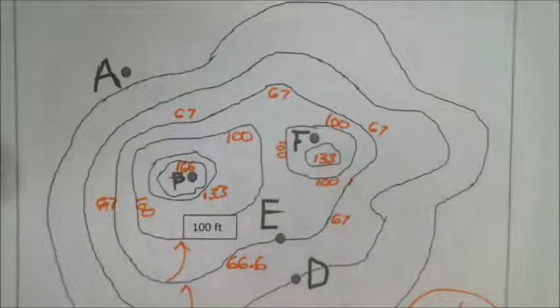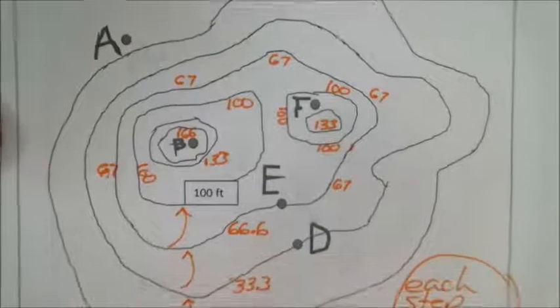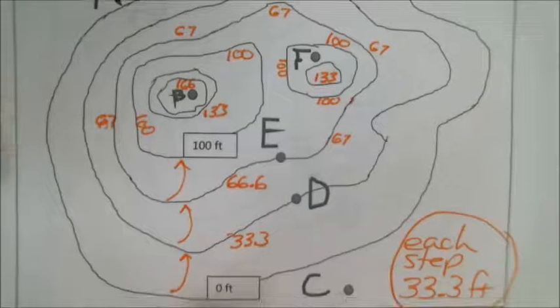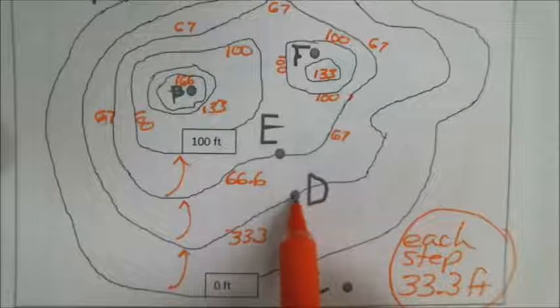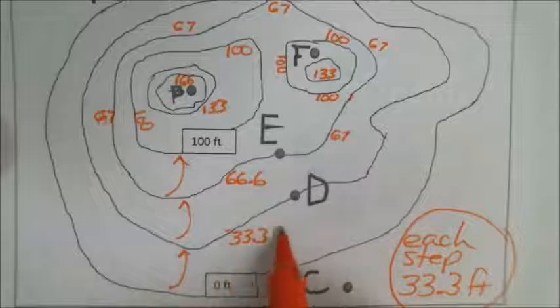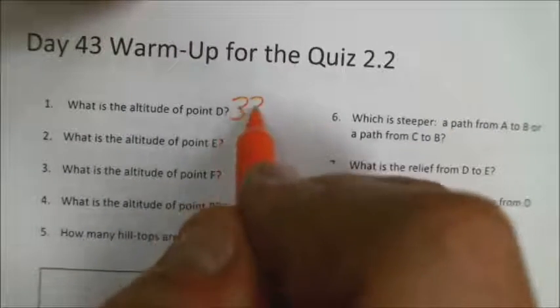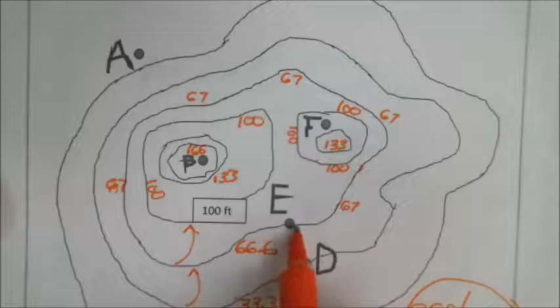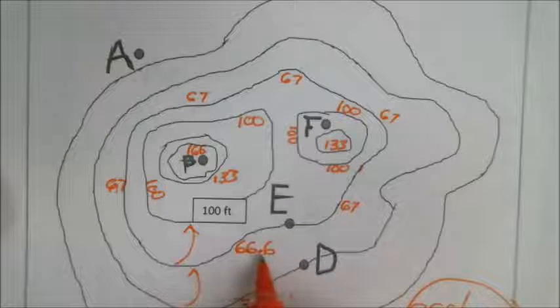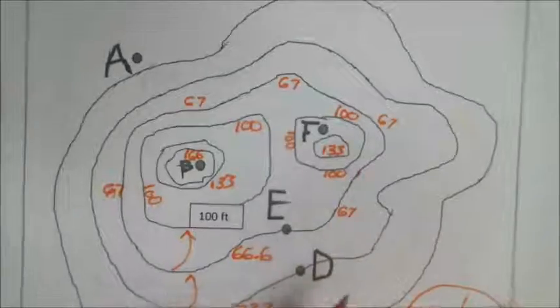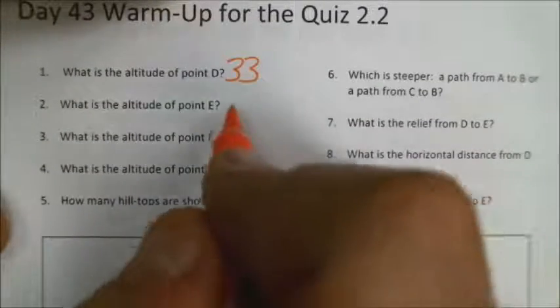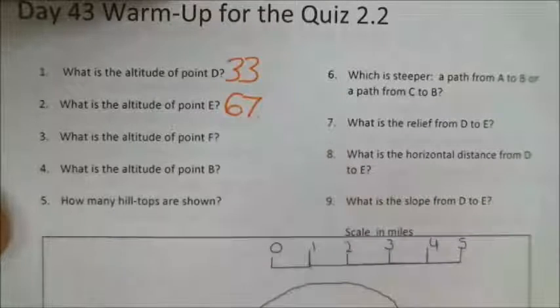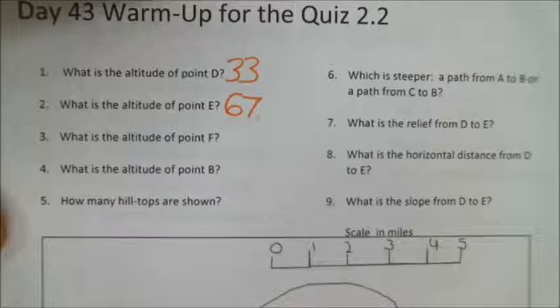Okay, now the first question was, what is the altitude of point D? Now that we have everything labeled, we can figure this out. Point D is right here on this line, which is now labeled at 33.3. I'm just simply going to write down 33 feet for point D. Number 2, what's the altitude of point E? On our map, point E is right on this line. It's at the 66.6, or in other words, the 67-foot line. It doesn't matter which one of those numbers you write down. We're not going to be terribly picky about it. I'm going to write down 67.